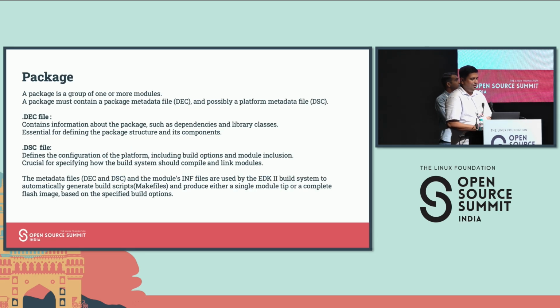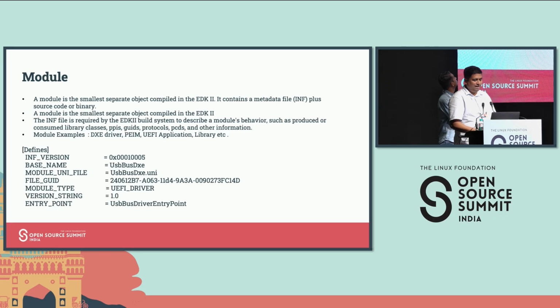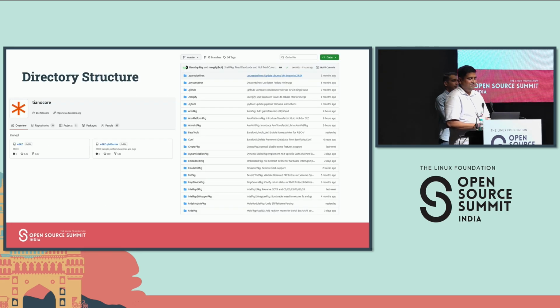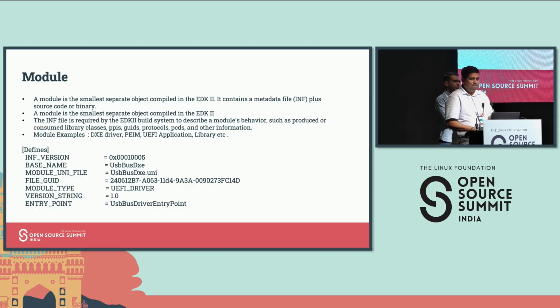Now I think we will go back to this image. These are all folders, which are actually packages. You can see crypto, and then there is an emulator package. You can create an emulator and see how things are working, or if you don't have such a platform, you can try and find it out. So these are the packages, and each package will have different modules. It may be libraries, applications, or different kinds of drivers.